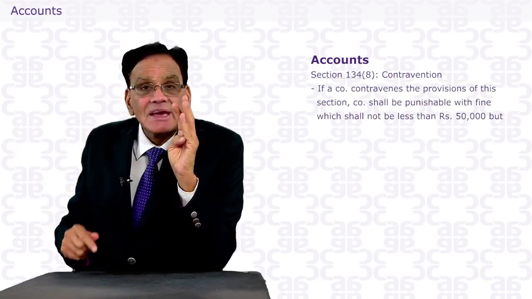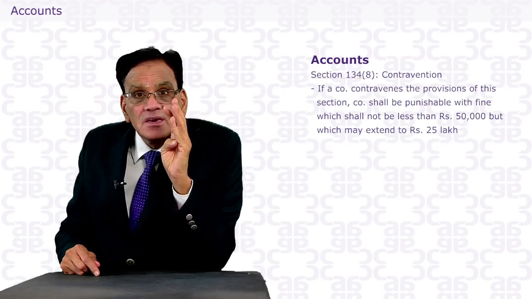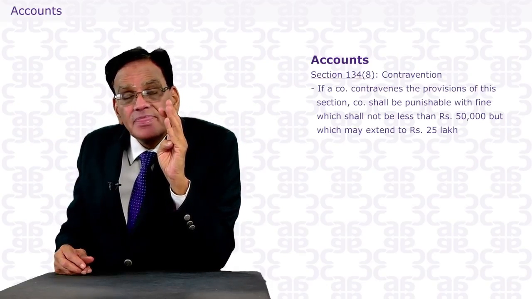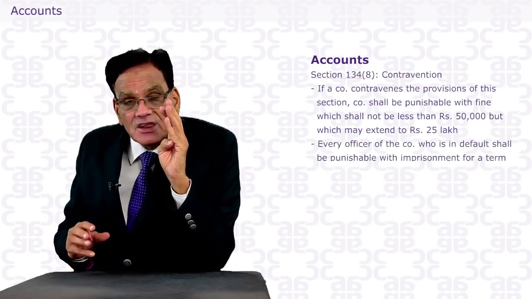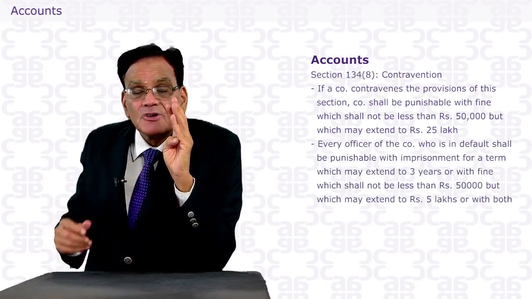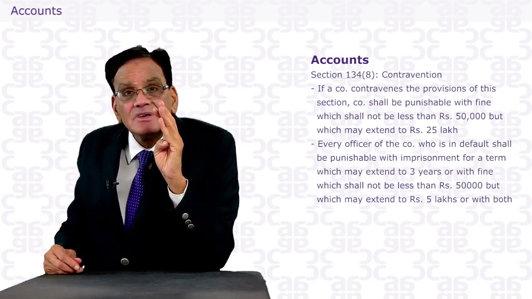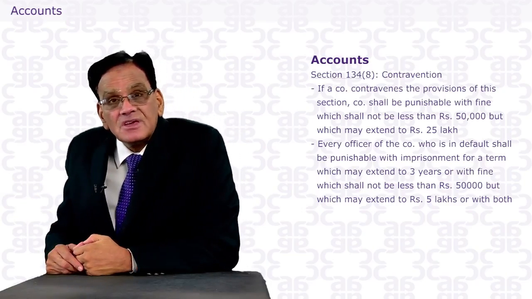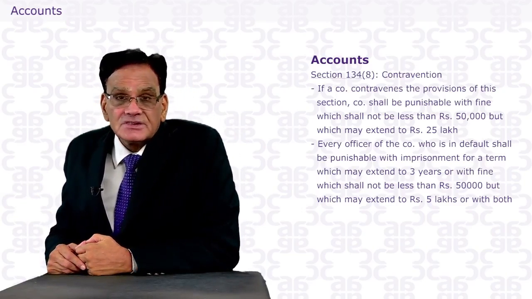Then if there is a contravention of section 134, how much is the penalty? The penalty is very heavy. If we do not comply with this, then the company is liable for a penalty which is not less than 50,000 but can go up to 25 lakhs. If the officer in default is guilty, then the penalty is up to 1 year imprisonment, or a fine which will not be less than 50,000 but can go up to 5 lakhs. And who are the people who can be liable for the contravention? Maybe the managing director.